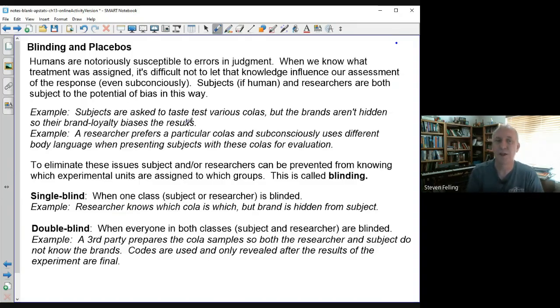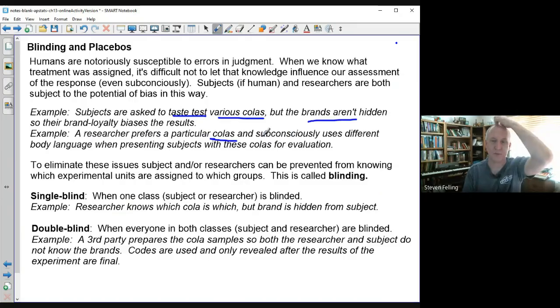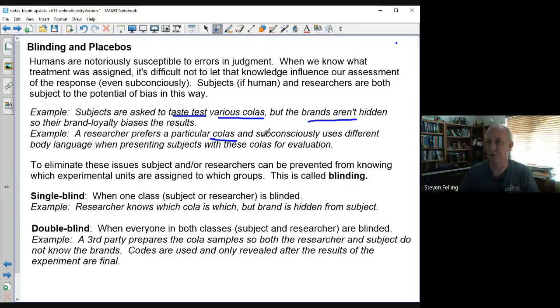So for example, let's say that you're taste testing various colas, but the brands aren't hidden. So brand loyalty biases the results. Or, maybe a particular researcher likes a particular brand of cola. So when he or she presents that cola to the subject to taste test, their body language conveys something about the cola, right? So we can do things that will eliminate this.